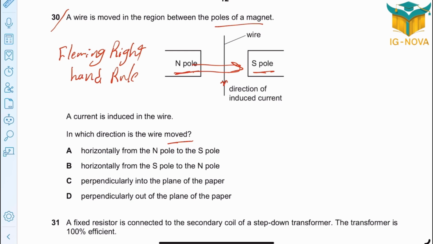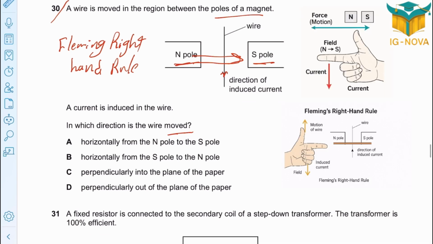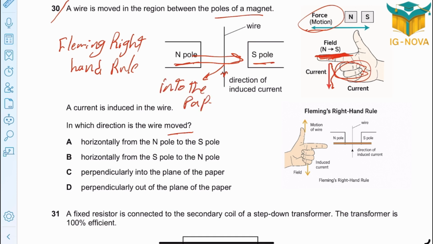Let me attach an image to make you understand this carefully. This is the right hand rule. Here, this is the direction of the current. The direction of the field is this, so you have to reverse your hand to match. You're going to find your thumb points into the paper. So it will be perpendicular, into the paper. So the right option is C. If you're still confused, try to contact me. I'll try to explain as much as I can.